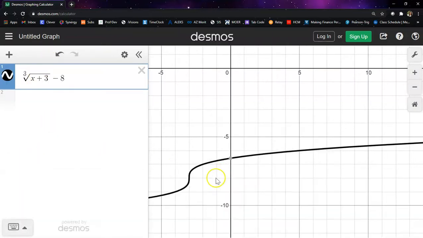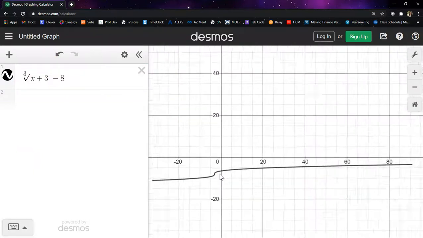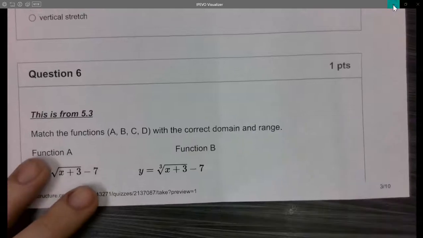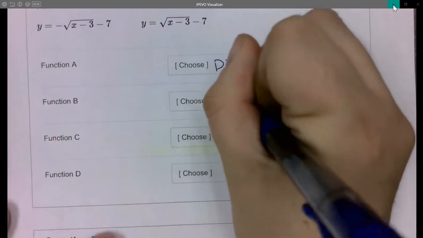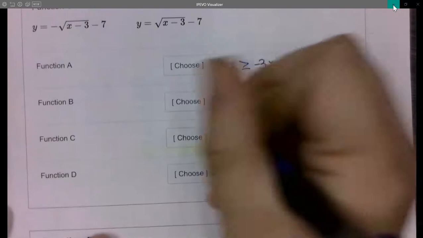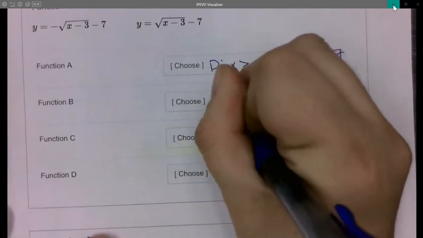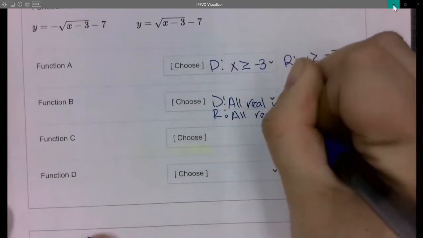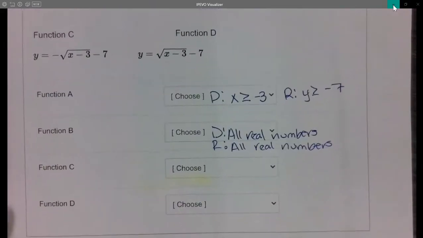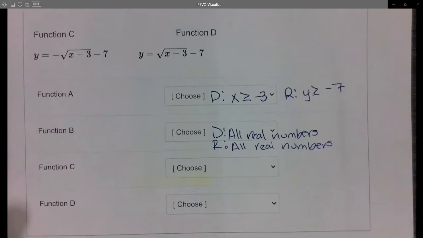Let's try the keyboard. This one, notice if I zoom out, it goes left and right forever, and also it's slowly going up and slowly going down forever. So this one, my domain and my range, because it's going in both directions forever, is all real numbers. So on this one, there is a choice that says all real numbers. Function C is on this paper, so I can go ahead and type that one into Desmos.